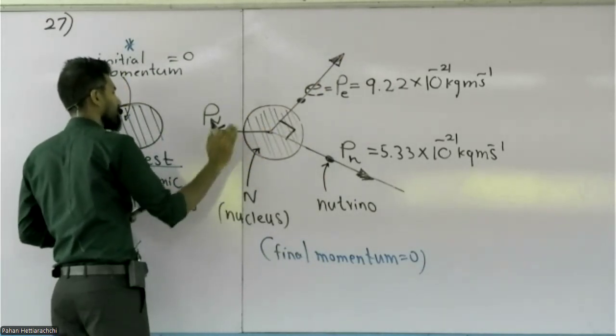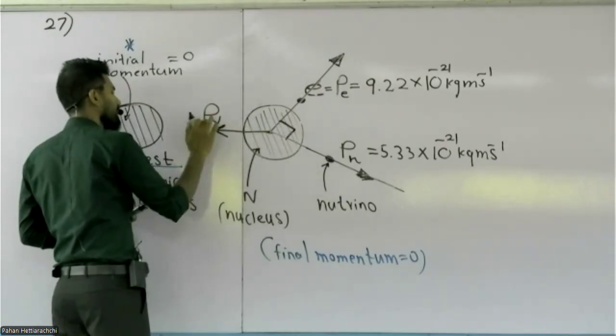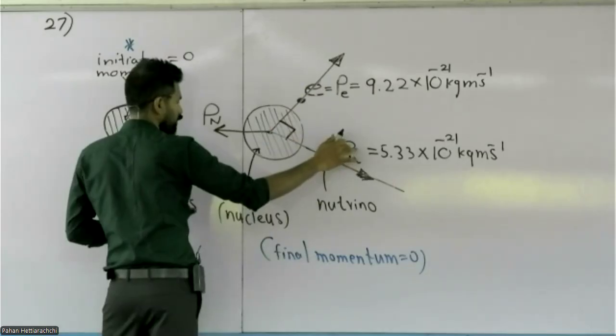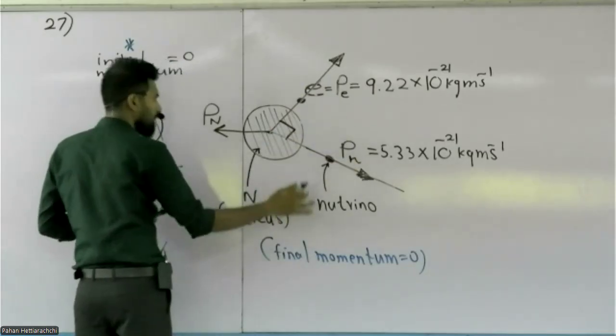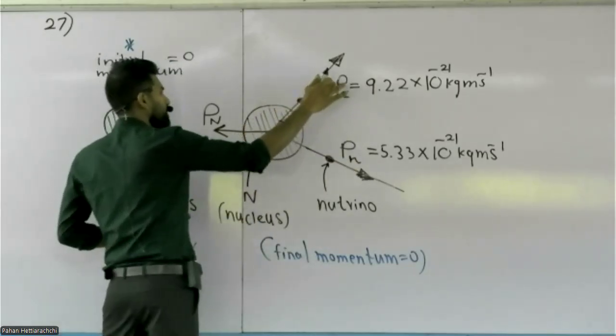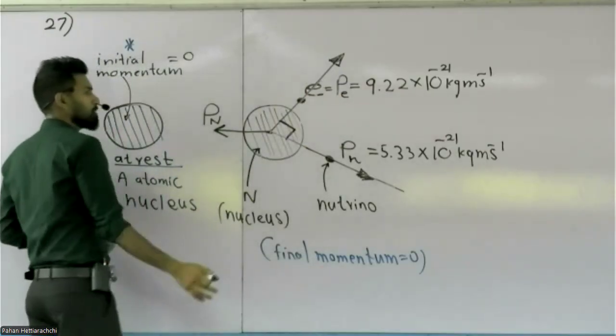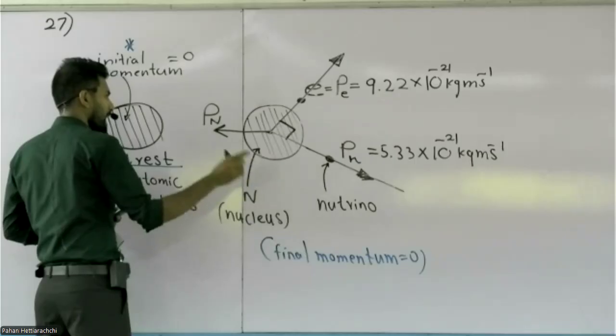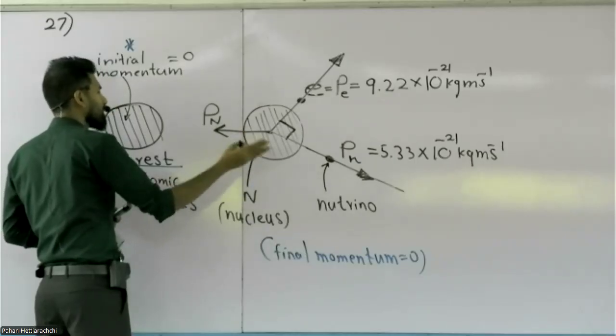Observe the momentum. The remaining nucleus will have a momentum of P capital N. The neutrino has a momentum of P simple N. The electron has a momentum of P simple E. So the electron is moving, the neutrino is moving, and the remaining nucleus will recoil.